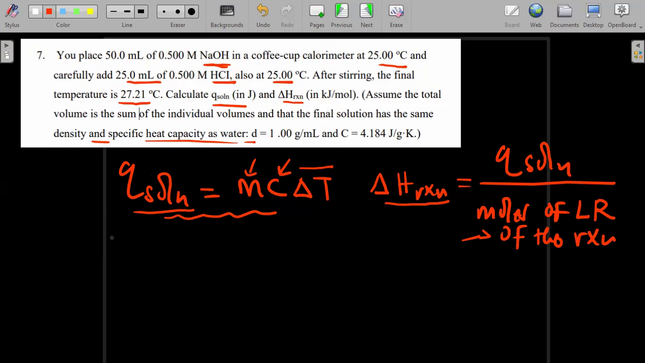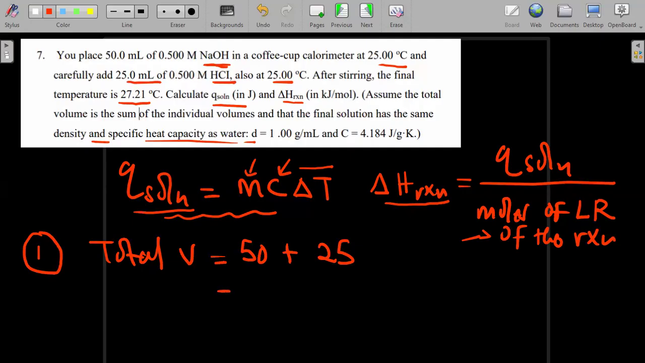So we're going to find the limiting reactant between those two solutions. The first step is to determine the total volume and the mass of the solution. So how are we going to do that? The total volume, we're just going to add the volume of the sodium hydroxide, which has been given as 50 milliliters, plus the volume of the hydrochloric acid, which has been given as 25 milliliters. When I add this, I'm going to get 75 milliliters as my total volume. It means this is the volume of the solution that has been formed when I mix this hydrochloric acid and the sodium hydroxide.